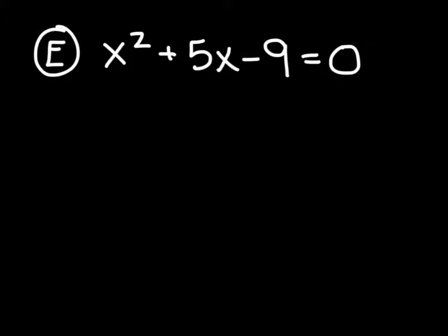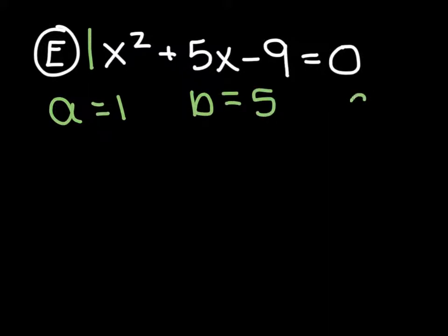Station E tells us to solve by using the quadratic formula. So in order to use a quadratic formula, we need to know what it is and what A, B, and C are. So A is 1, B is 5, and C is negative 9.